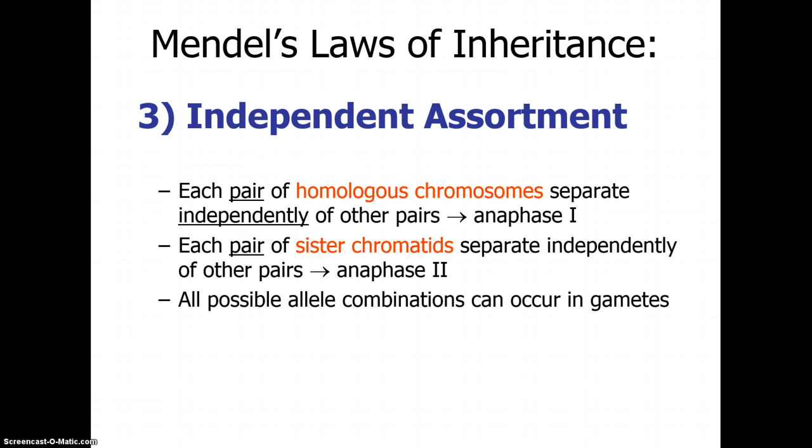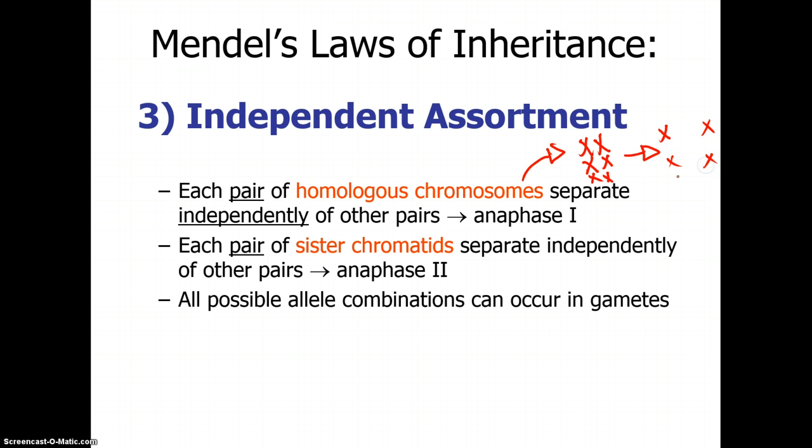And then there's the third part of Mendel's law of inheritance, that is independent assortment. This is saying that each pair of homologous chromosomes separates independently of other pairs. That occurs in anaphase 1. So if you remember homologous chromosomes, this would be like in metaphase 1. They are going to separate in anaphase 1.